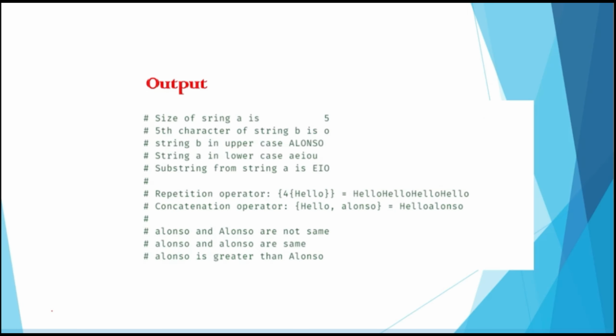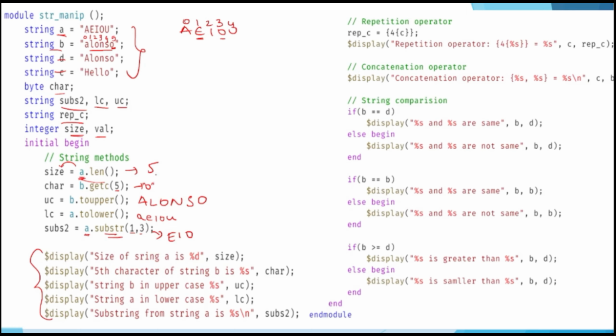Now let us see the output. Is this the output? 5, 0, is it or not? 5 O, not 0, sorry. 5 O, the lowercase, then the substring, which is E I O, and then the uppercase. Yes, clear? So this is how it works. Now let us see how the operations are being performed.